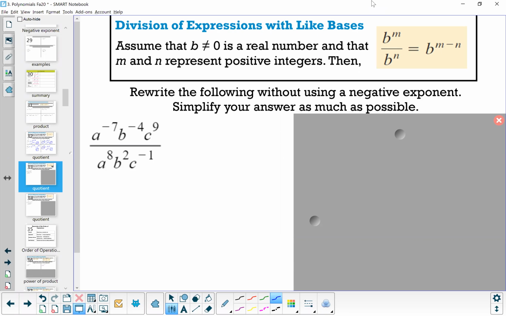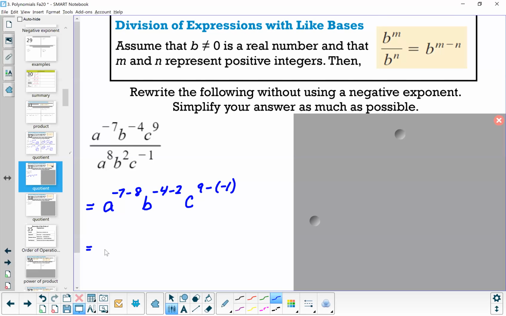I'm going to start with just using the quotient rule. So we have a quotient and we're going to subtract the exponents. So we start with looking at our factors of a. We have a to the negative 7 minus 8, b to the negative 4 minus 2, c to the 9th minus negative 1. Careful on that one.